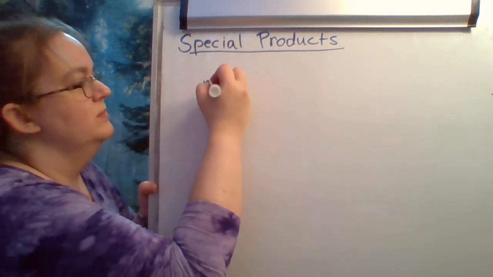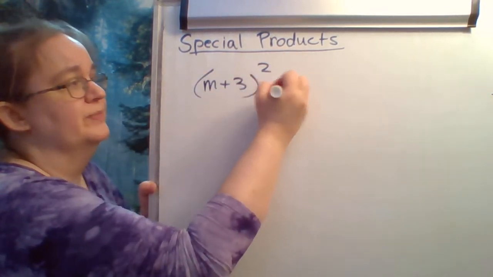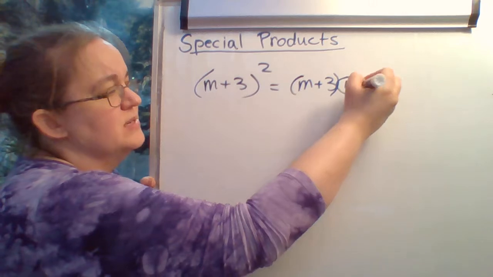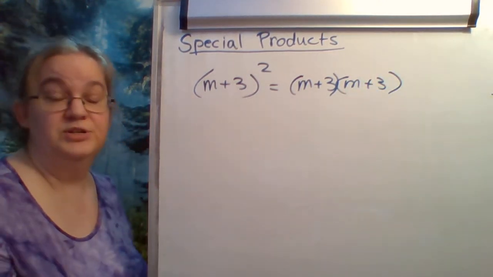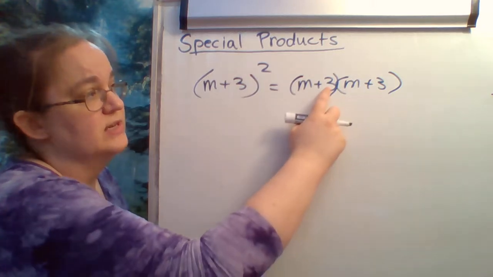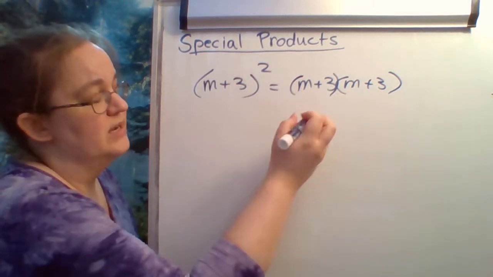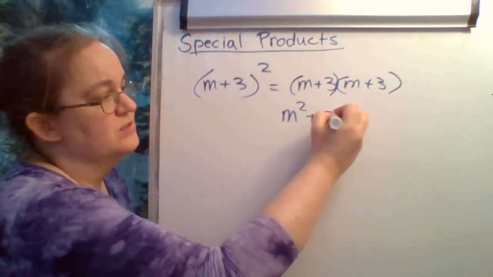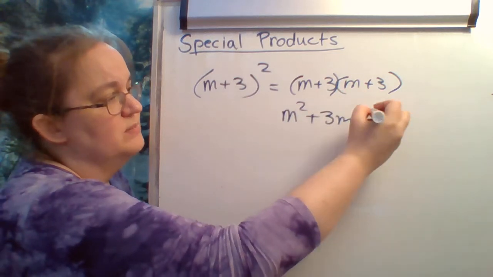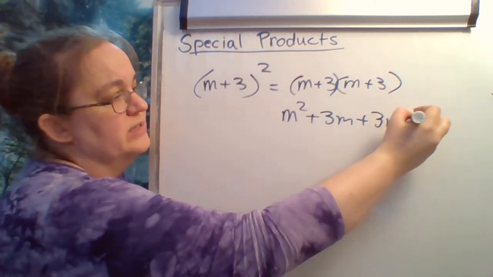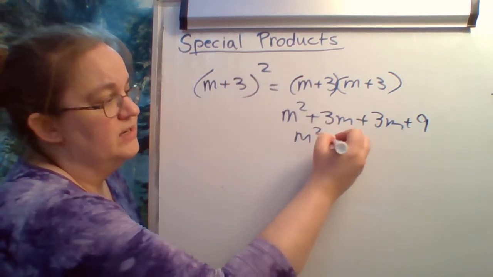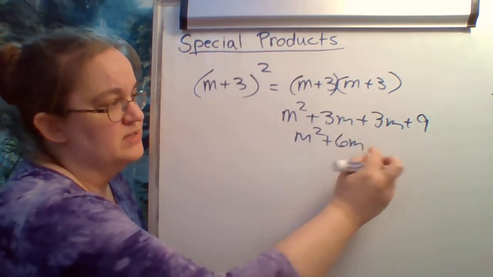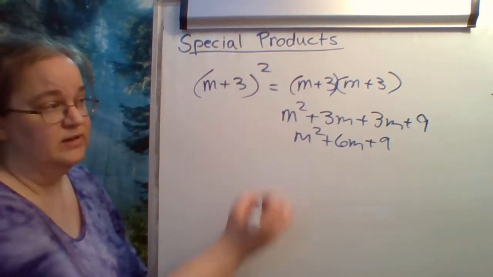Let's start with (m + 3) squared. (m + 3) squared is the same as (m + 3) times (m + 3). So remember our double distribution. I'm going to do m times both things and the 3 times both things. So m times m is m squared, plus m times 3 is 3m, plus 3 times m is 3m, plus 3 times 3 is 9. And when I simplify, I get m squared plus 6m, because I'm combining like terms, 3m plus 3m is 6m, plus 9. And this is my answer.